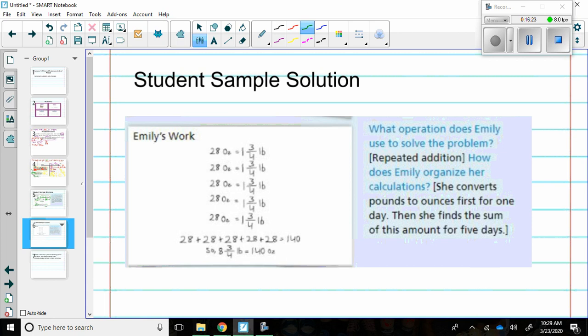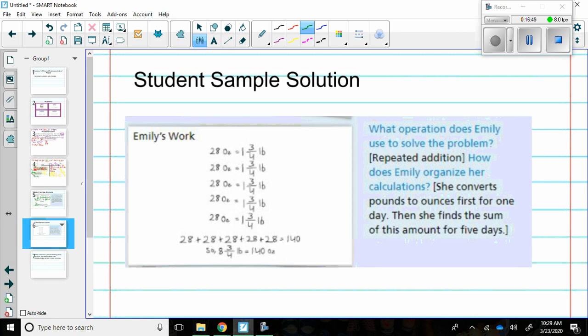Next, we have Emily's work. Emily did this a little differently. First of all, without showing her work, she must have already solved how much 1 3/4 pounds is equal to in ounces. I don't know how she did that because she didn't show her work. I wish she would have done that, but luckily she did do it correctly.